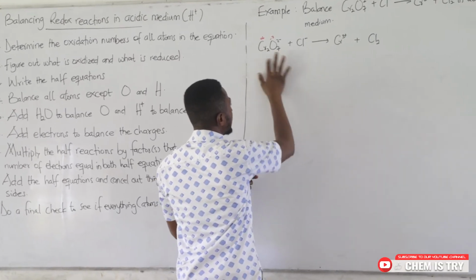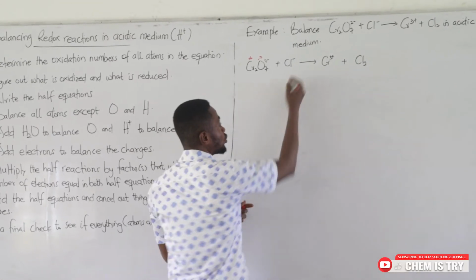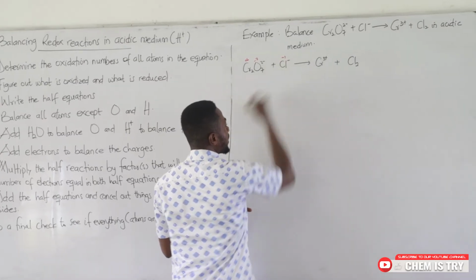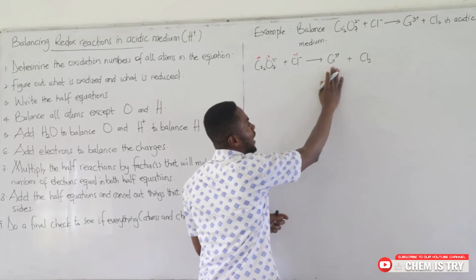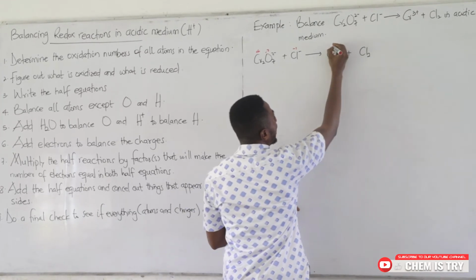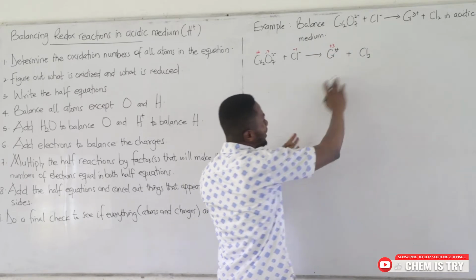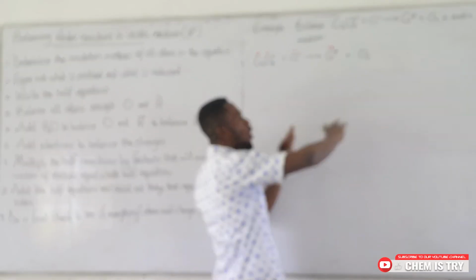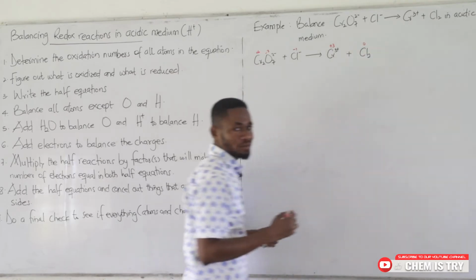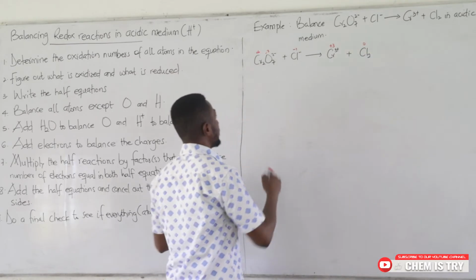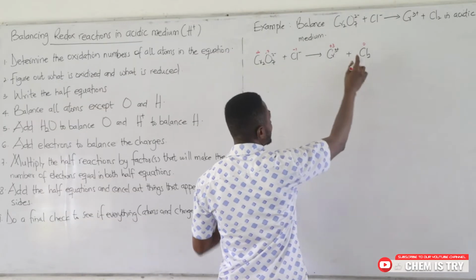Chloride ion is a simple ion. And what did we say about simple ions? The oxidation number is equal to their charge, which is -1 over here. Chromium ion over here is also a simple ion, so its oxidation number is equal to its charge. Chlorine gas is standing there all alone, chlorine element uncombined with other elements, so its oxidation number is 0.